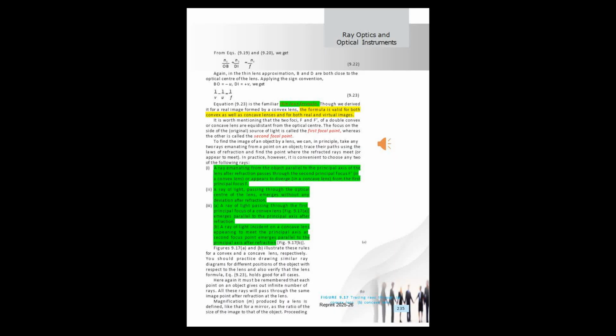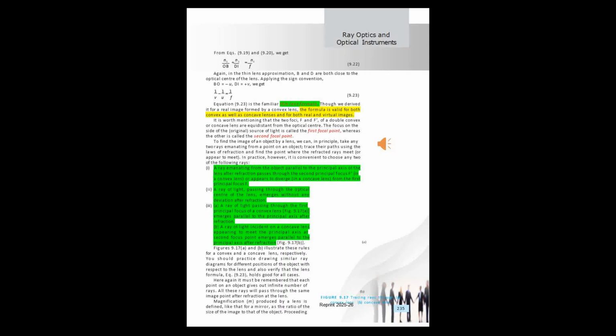From equations 9.19 and 9.20, we get the equation 9.22. Again, in the thin lens approximation, B and D are both close to the optical center of the lens. Applying the sign convention, we get the equation 9.23. This equation 9.23 is the familiar thin lens formula. Though we derived it for a real image formed by a convex lens, the formula is valid for both convex as well as concave lenses and for both real and virtual images.